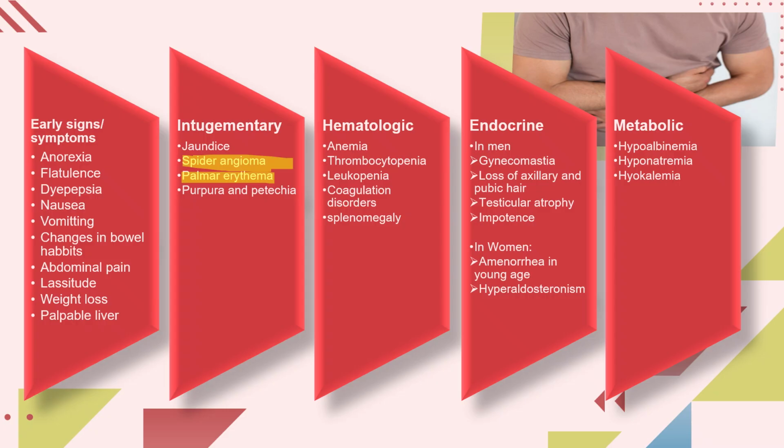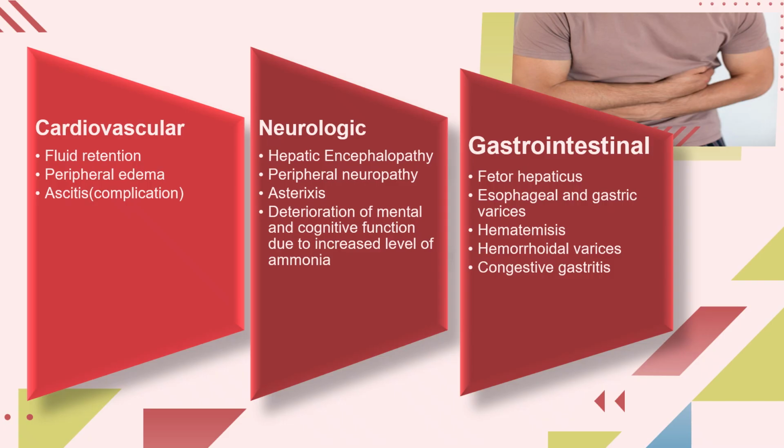Now we come to the endocrine. In men, we see gynecomastia, that is enlarged male breast tissue, loss of axillary and pubic hair, testicular atrophy, and impotence. In women, we see amenorrhea at a young age. And in metabolic, we see hyperaldosteronism. Just for your information, it means water and sodium retention. Next, we go to the next slide.